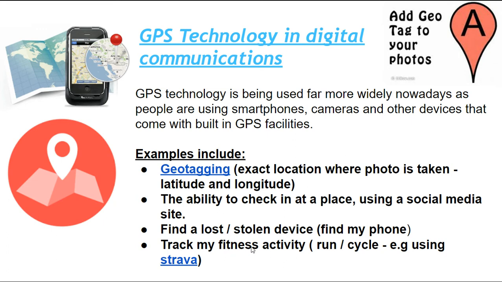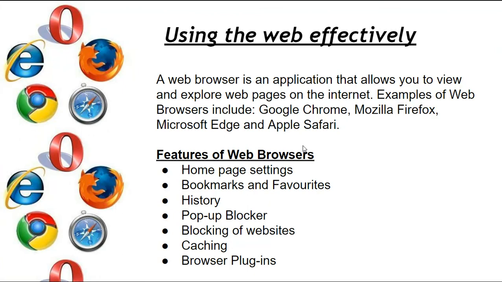And you can track your fitness activity. So maybe you go for a run or a cycle and you use an app like Strava that's able to record the exact GPS coordinates of your exact run. It can tell you how many minutes per kilometer, how many kilometers in total you've run. Friends can follow you. Their activity can also be shared. Quite useful.